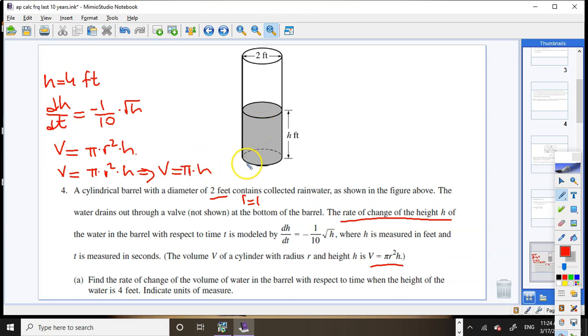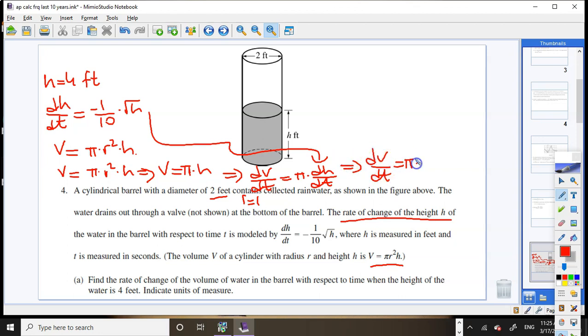Now it's time to take the derivative of both sides implicitly with respect to time. So dV/dt is equal to pi times dH/dt. We already know dH/dt is -1/10 times the square root of h, so substituting that in, dV/dt equals pi times -1/10 times the square root of h, which is -pi times the square root of h divided by 10.